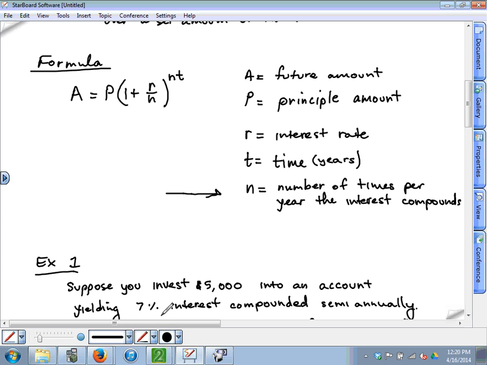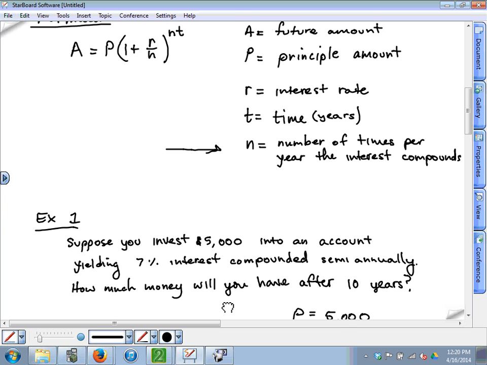So you invest it into an account that yields 7%. That's rather high. Usually it's not that high, but we'll just say you got a great deal and it's going to be 7%. And it's compounded semi-annually. So, here's the question. How much will you have after 10 years?